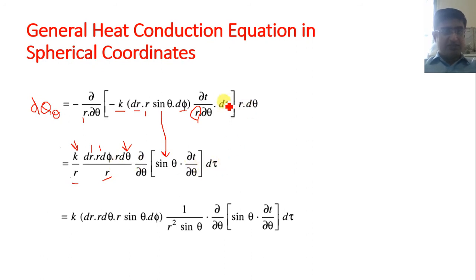D tau again is constant with respect to theta, because it only indicates the time interval, and r into d theta. Here you can see d theta is the thickness, or you can say distance, which remains constant with respect to theta. So r d theta is again a constant. So here you can see r d theta plays as a constant term.